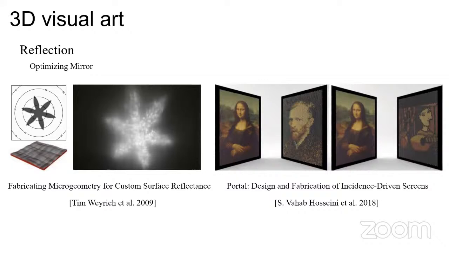The first one is fabricating microgeometry for custom surface reflectance, proposed by Weyrich and others. They manufactured a mirror height field to reflect a light source to form a target image. The second one is Portal, design and fabrication of incidence-driven screens, proposed by Ostrovsky and others in 2018.